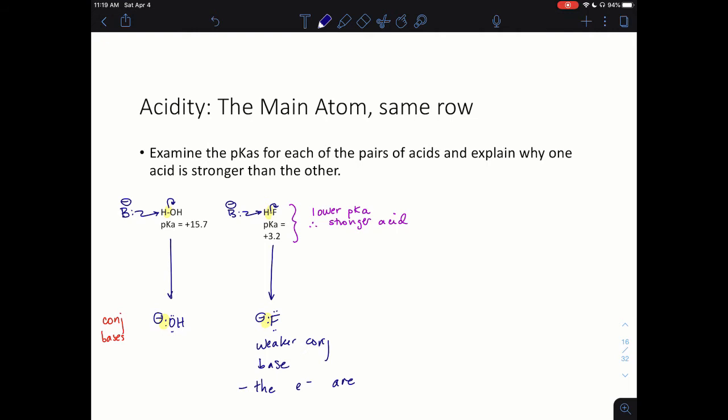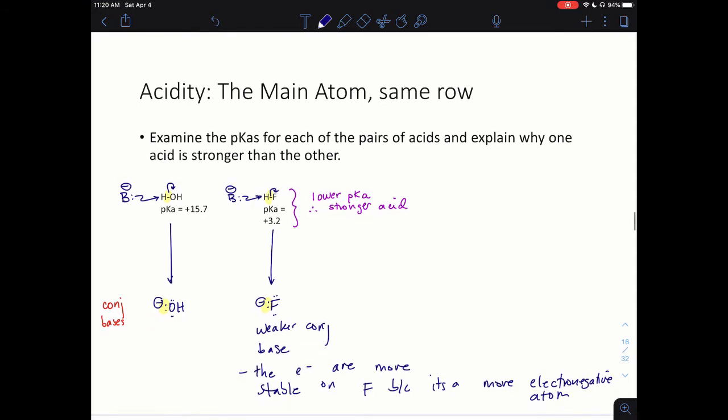We can explain that because we know the electrons are in a lower energy orbital. Fluorine has a higher effective nuclear charge. It's more electronegative than oxygen, so the electrons are more stable, or lower energy, on fluorine because it's a more electronegative atom. Now, again, this really has to do with something called effective nuclear charge, but we're more comfortable with electronegativity, so we're just going to use that as a shortcut.